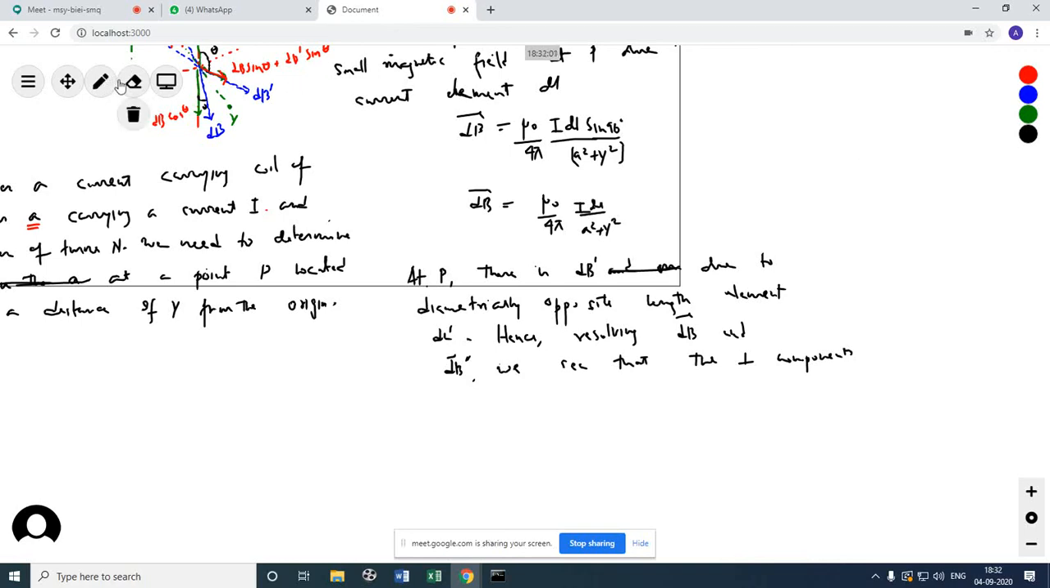Just change it, or the sin theta components will get added up. So this will be dB sin theta, and this is dB prime sin theta. Here also I need to change them. Clean this.